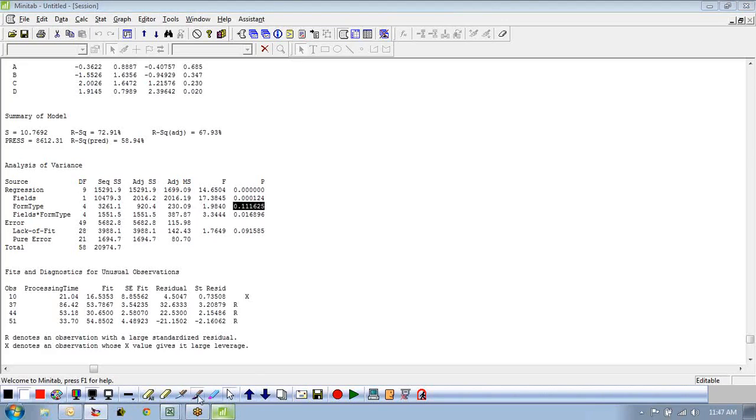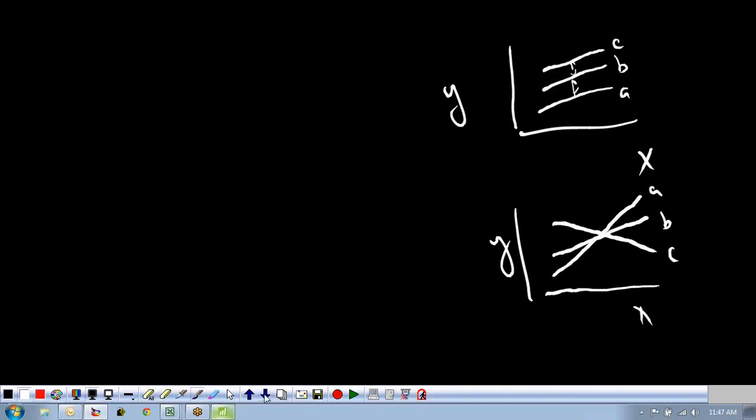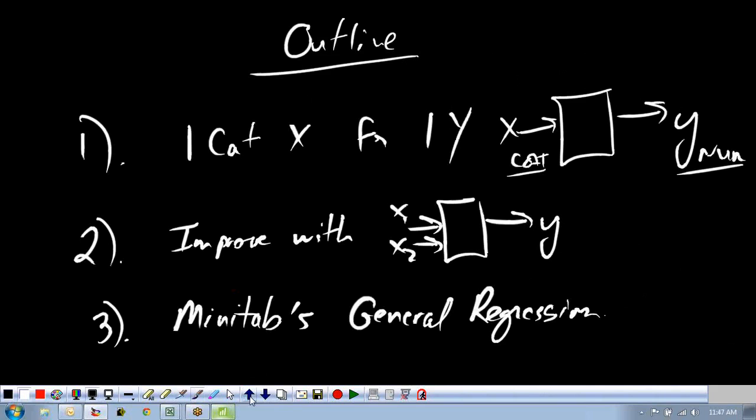Okay, so just a quick recap on this. What did we cover? Well, we really covered three different things. First of all, we looked at one categorical variable versus the X, and then we looked at what would happen if we had more than one predictor that was going to give us our Y. And at the end, we looked at Minitab's general regression. Okay? So hopefully that was helpful.